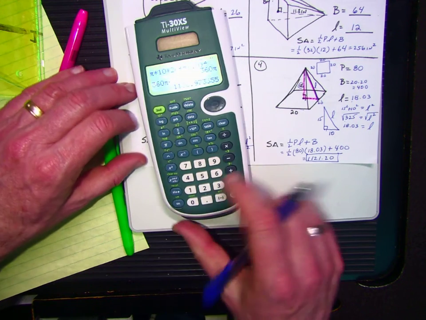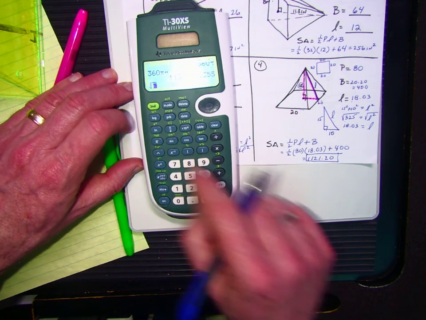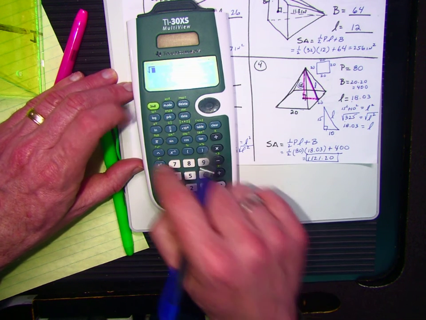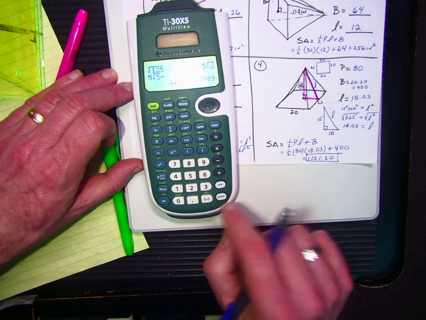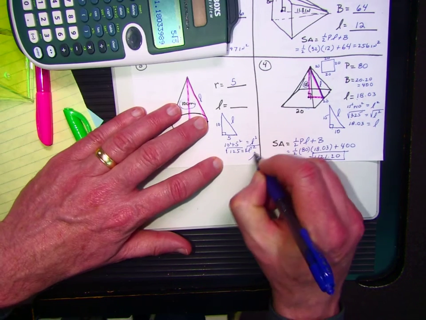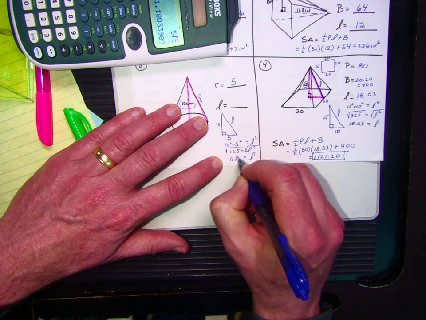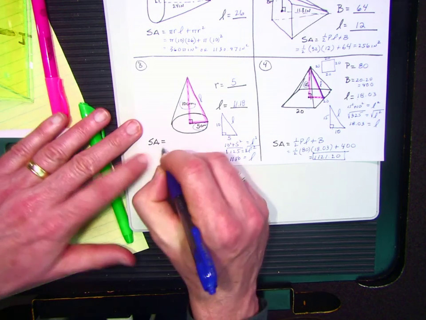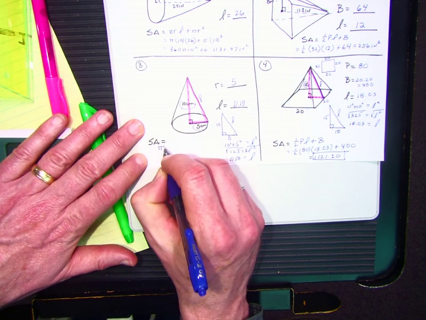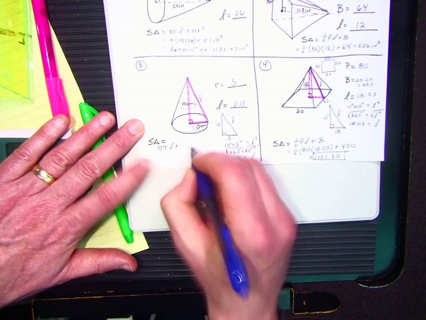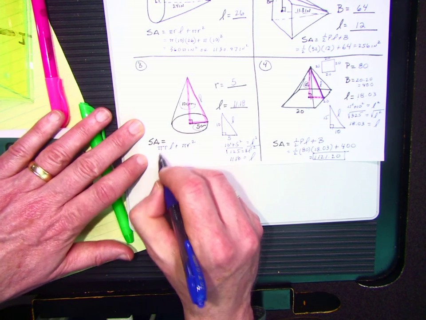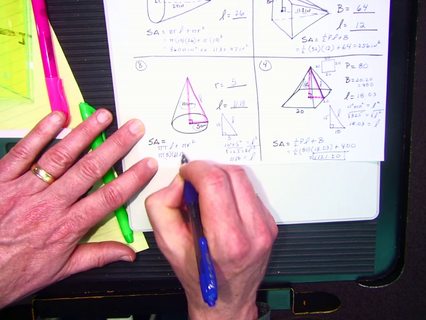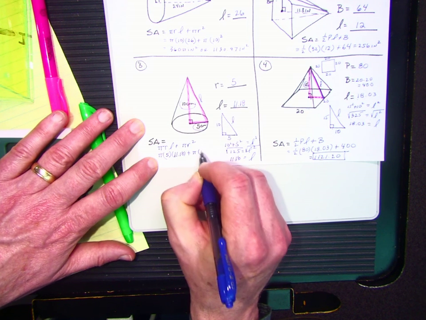which you're all pretty adept at doing. Square root of 125 is 11.18. So I have all the inputs I need, and I'm going to write my formula. I want you guys to write the formula on each of these two. Pi rl plus pi r squared. So that's pi times 5 times 11.18 plus pi times 5 squared.